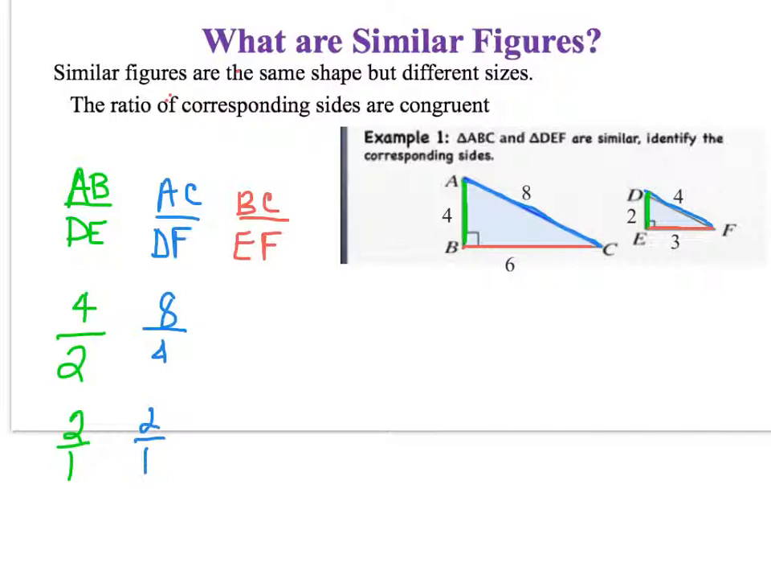And lastly, BC measures 6, while EF measures 3. If I simplify that, I also get 2 over 1. So when simplified, all of my ratios of each set of corresponding or matching sides are congruent. Each ratio all simplifies to 2 over 1, therefore, they are similar figures.